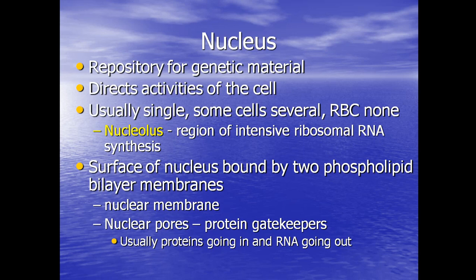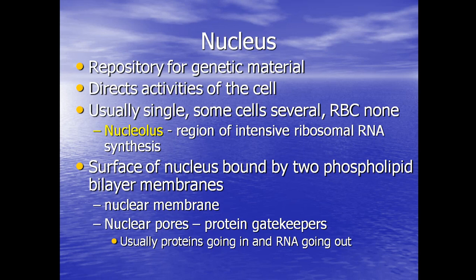And there are certain cells where there are no nuclei at all. The RBC of the mammals, where there is no nucleus at all. And this nucleus, inside it is having another structure, what is known as the nucleolus, which is the region of intensive ribosomal RNA synthesis, where the synthesis of ribosomal RNA takes place. About that we will discuss later.